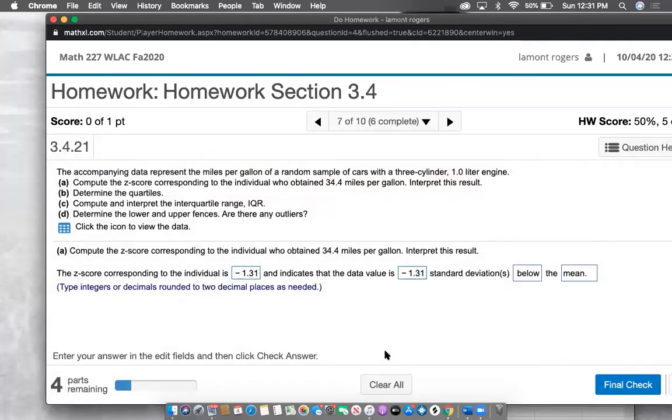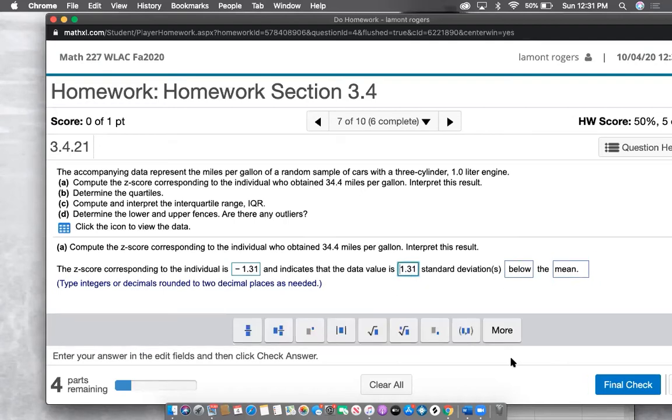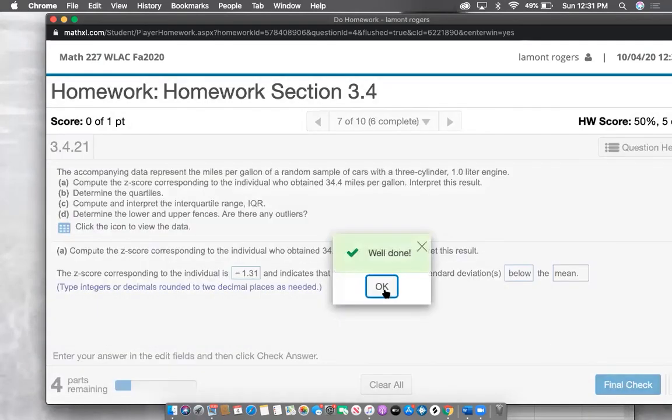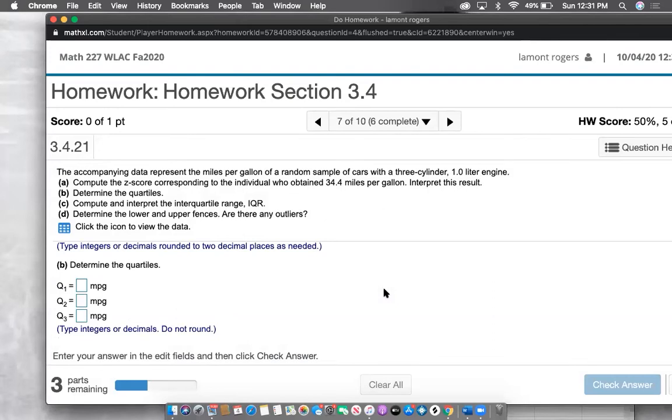Indicates that the data value is, okay, get rid of the second negative. Because we're saying that it's 1.31 standard deviations below the mean. That doesn't need to be negative because we're saying below, right? That's very tricky. People are gonna get that wrong. I'm glad we have this video now. I'm gonna show this to the class.